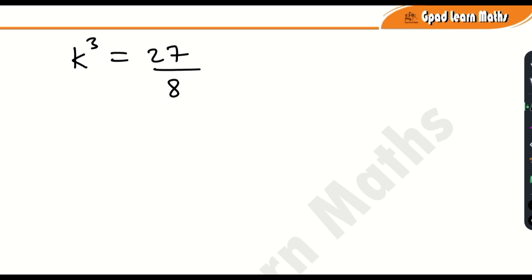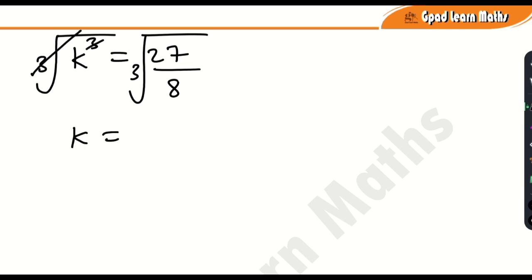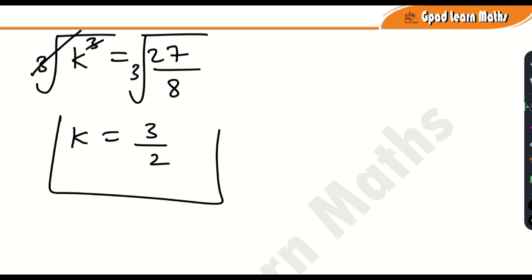Now, don't just start off by saying, oh, this is going to be very easy to do, and you decide to take the cube root of both sides. You do this, and then you say the cube root cancels the cube, and then you go ahead to say k is equal to the cube root of 27 is 3 and the cube root of 8 is 2, and you simply say the value of k is 3/2. But this is not the correct way to solve this question.